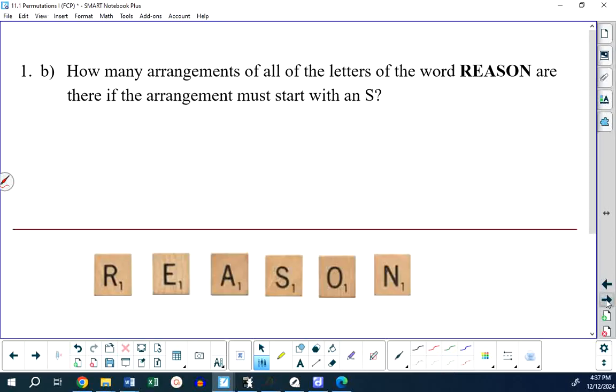B, how many arrangements of all of the letters of the word reason are there if the arrangement must start with an S? So again, we're going to have 6 decisions to make. We have to decide which letter we put in the first blank, which we put in the second, etc. But this statement here, that the arrangement must start with an S, is called a restriction.